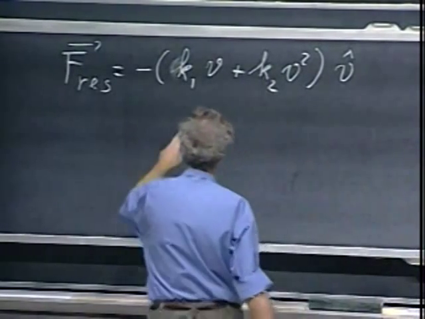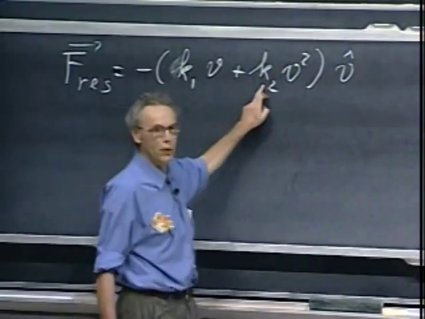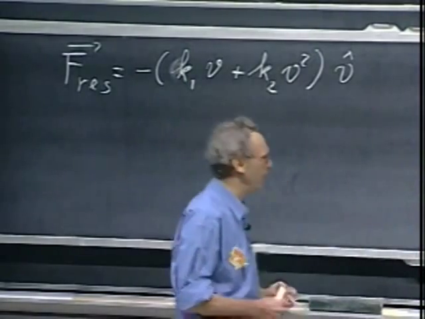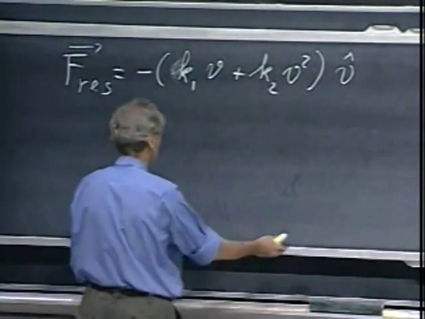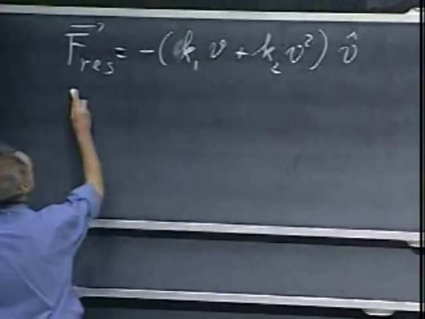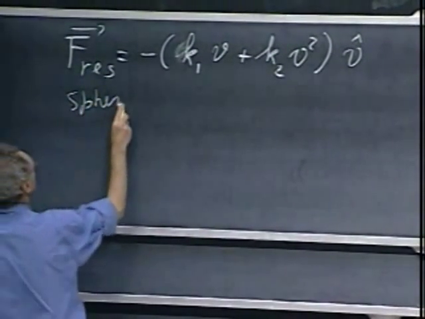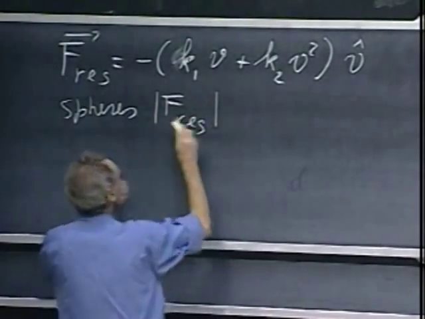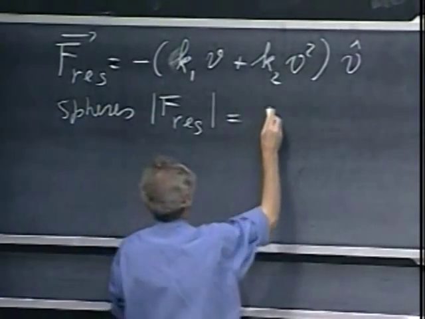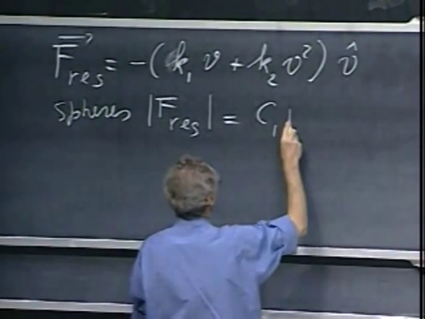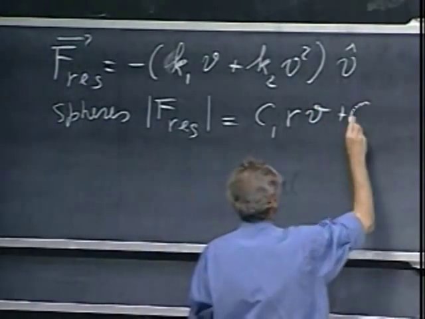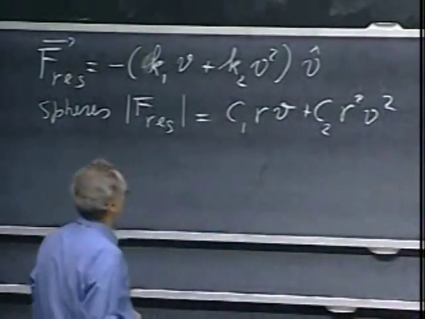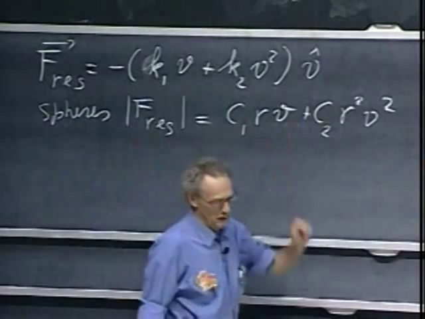And the k values depend on the shape and the size of the object and on the kind of medium that I have. Today I will restrict myself exclusively to spheres. And when we deal with spheres, the magnitude of the force equals c1 times r times the speed plus c2 times r squared times v squared. And again, it's always opposing the velocity vector.